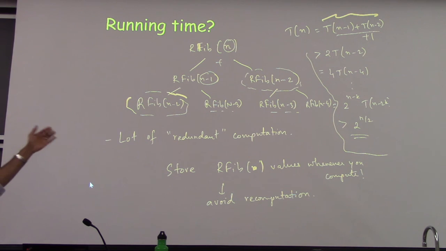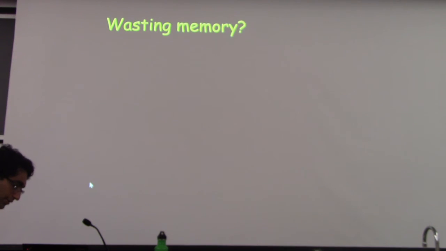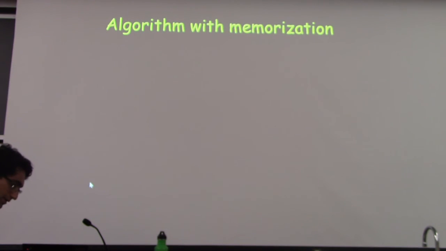But essentially, in terms of just the number of recursive calls, it's linear, because you don't compute anything more than once. So good, this is the algorithm with memoization. This is what we just said.